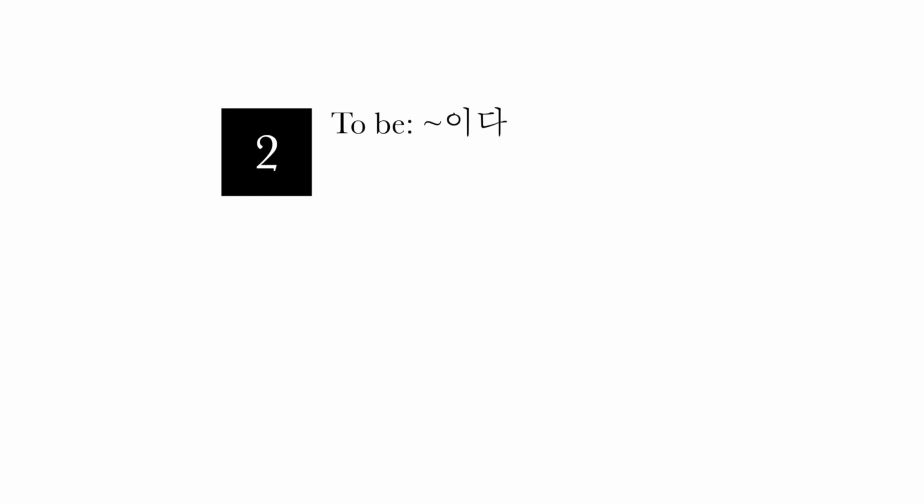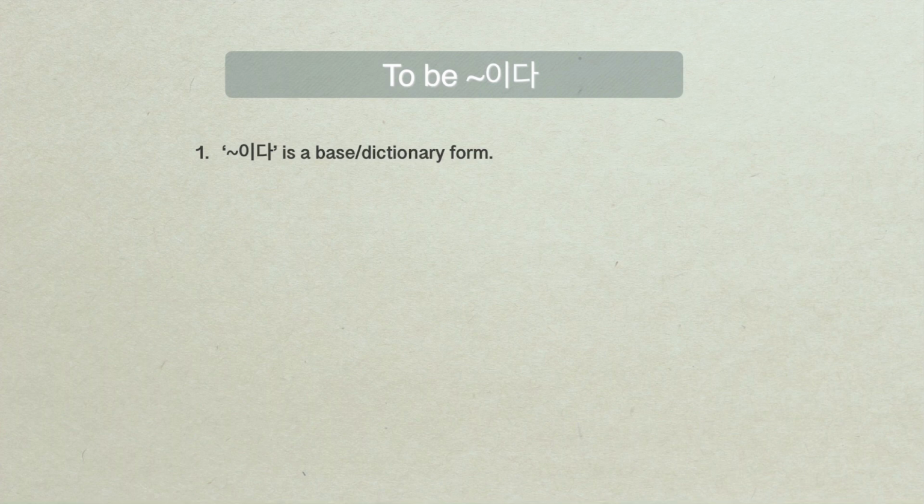What we're gonna study today is the equivalent of to be in English. 이다. To be in English has many forms like am, are, is, being, been, and so on. Korean to be, 이다, is very similar. 이다 is a base form just like to be in English. We call it the dictionary form as well because this form is used for the dictionary. And it's conjugated as well.